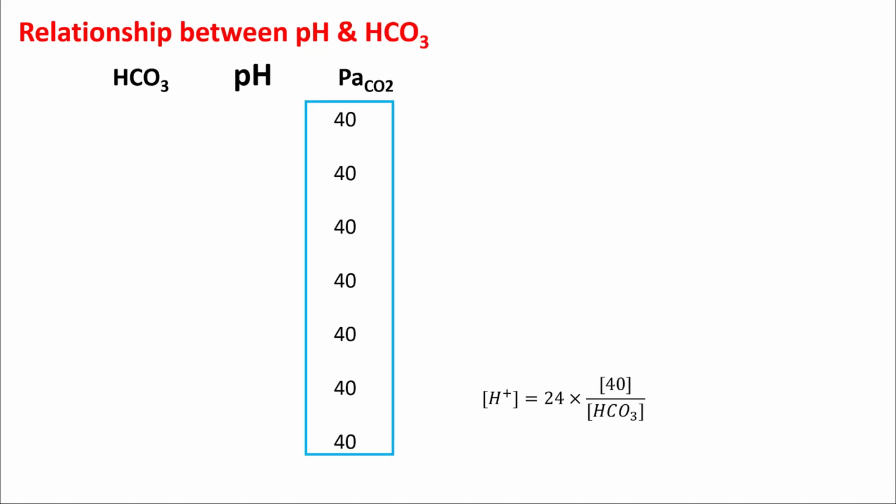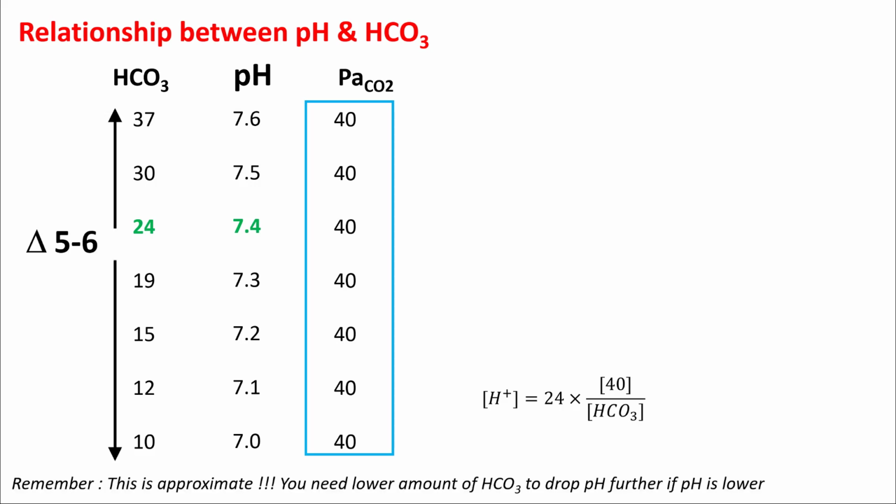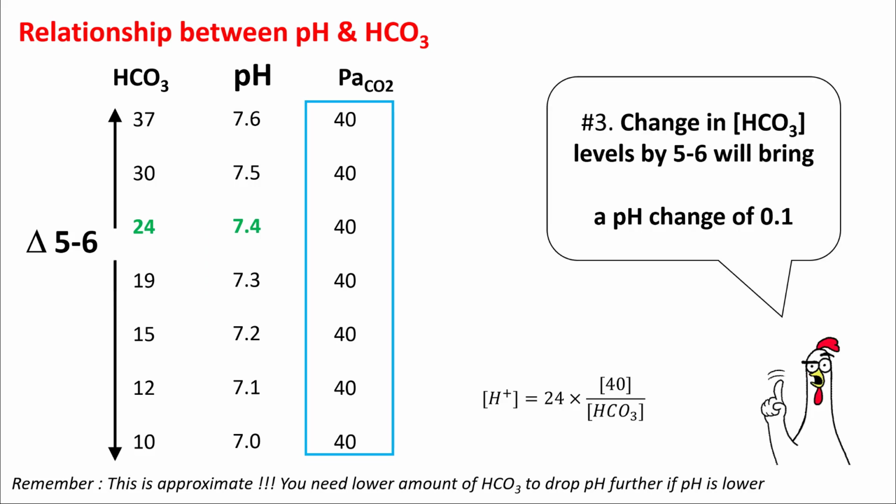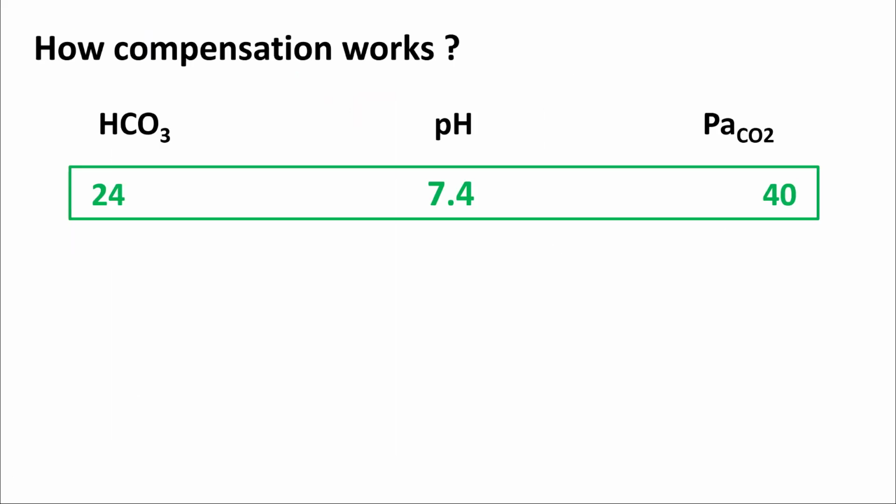Similarly, if you keep your PaCO2 constant, the ratio between the pH and bicarb looks like this using the same equation. And you can see that a change in bicarb of 5 to 6 will change your pH by 0.1. So one to remember is that a change in bicarb by 5 to 6 will bring a pH change of 0.1. For example, this is your normal ABG with a pH of 7.4, PaCO2 of 40 and bicarb of 24.